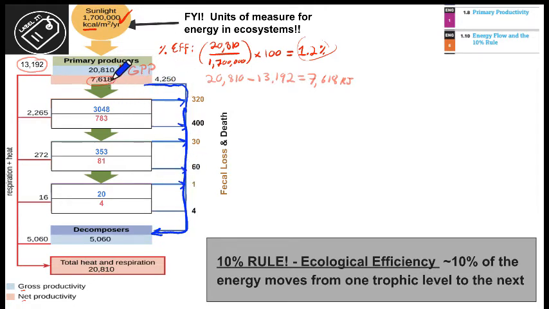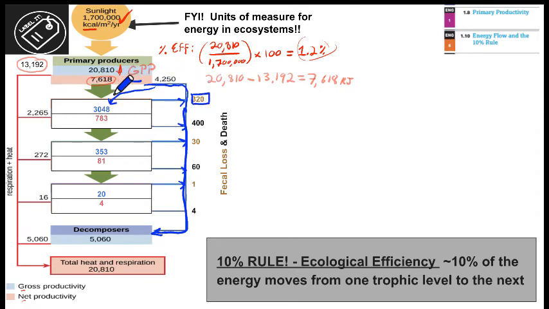So 7,618 minus 4,250 will give us 3,048. All right, and the 3,048 here is representing our gross productivity. One thing we forgot to discuss here was this, and that's where the 3,048 comes from.